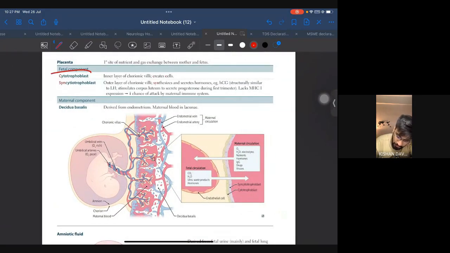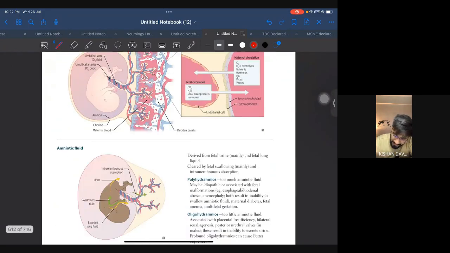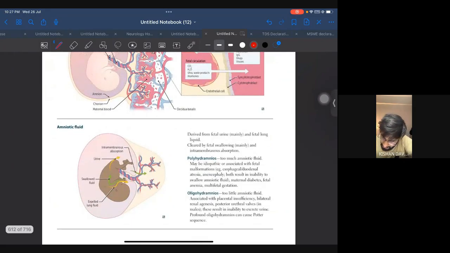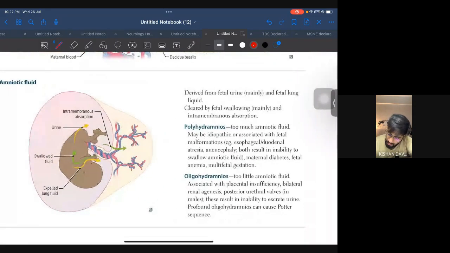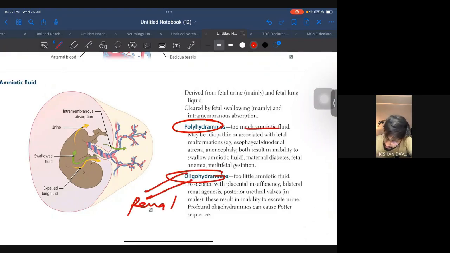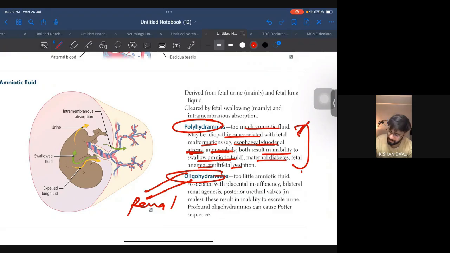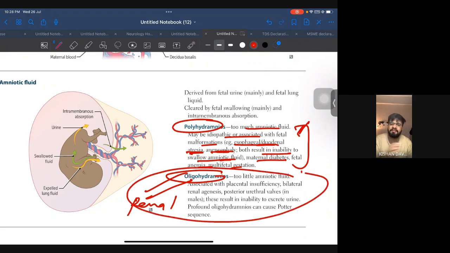Just remember what is cytotrophoblast and syncytiotrophoblast, and that's it. Nothing else you have to remember. Just ignore this. This is amniotic fluid, polyhydramnios and oligohydramnios. We already did this in the renal system. Polyhydramnios is too much amniotic fluid, idiopathic, associated with fetal malformation, esophageal and duodenal atresia, anencephaly. Both result in inability to swallow amniotic fluid, diabetes, fetal anemia; everything you have to remember. They won't ask more in detail about polyhydramnios, but they will definitely ask about oligohydramnios. We have done this in renal. Go back over there and revise it.